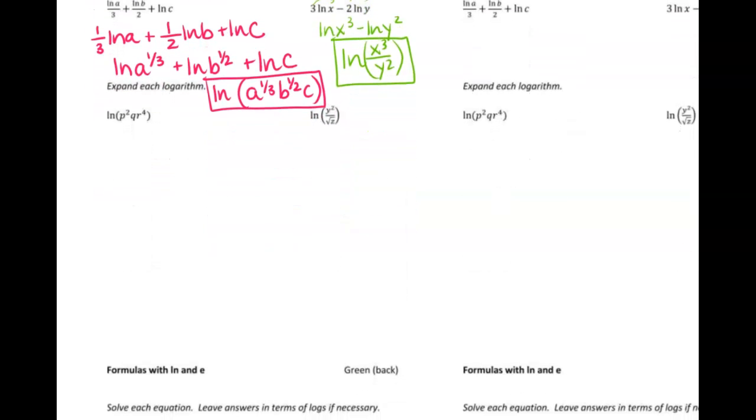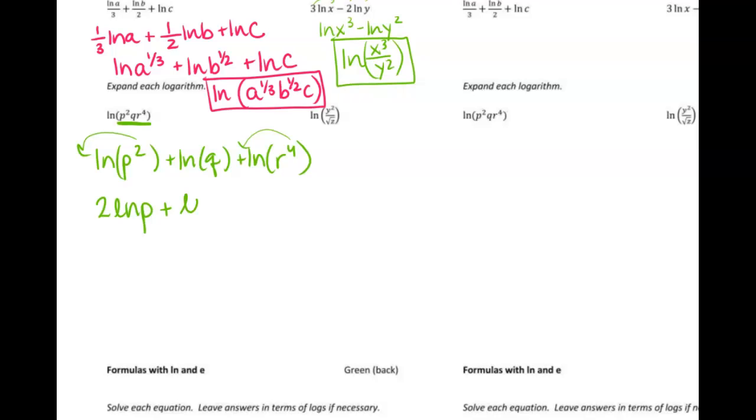Expand each logarithm. This is using the properties the other way. So when I'm expanding, multiplication turns into addition. So this is natural log of p squared plus natural log of q plus natural log of r to the 4th. So I can move the 2, move the 4. So this is 2 ln of p plus ln of q plus 4 ln of r.